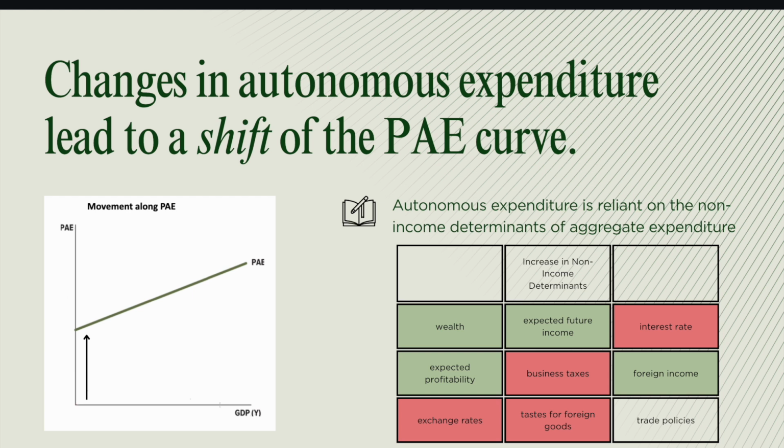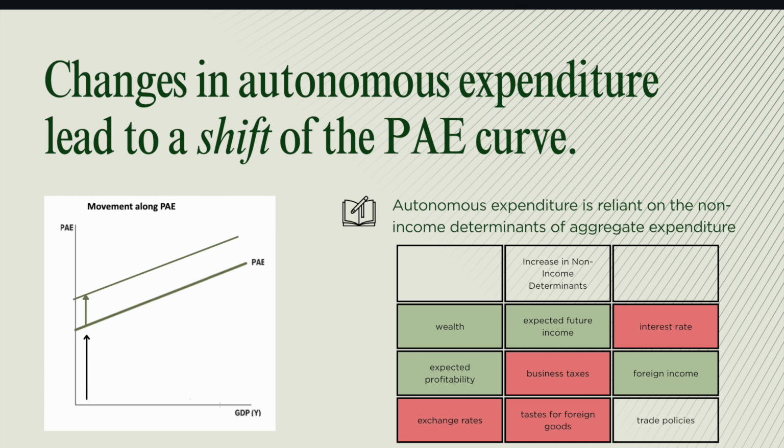So starting with wealth, an increase in wealth will lead to an increase in consumption. So we see this causes an upward shift of the pay curve, and it gets a big green box because this change is good. We want pay curves to be higher up because even if the marginal propensity to consume doesn't change, this means greater autonomous expenditures and thus GDP, and thus a better economic environment.